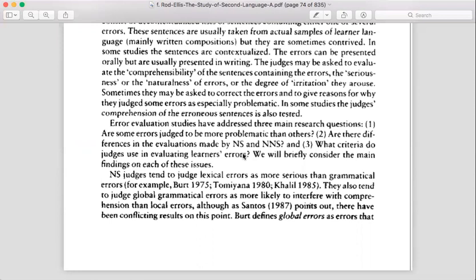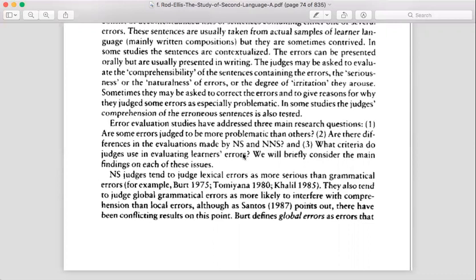There have been researches which try to find out, is the focus different of a native speaker who is looking at the errors and of a non-native speaker who is looking at the same errors? Do they respond to it differently? Are there some errors that are taken more seriously by native speakers, and are there certain errors that are taken less seriously by non-native speakers or native speakers?